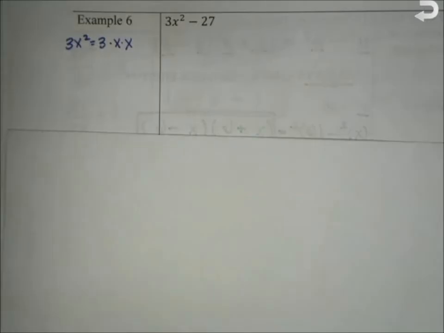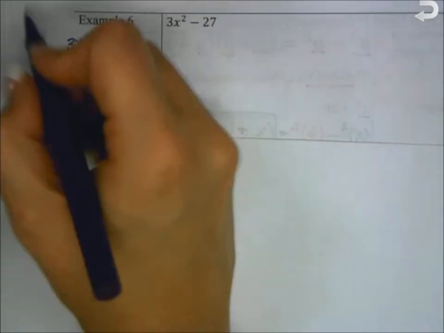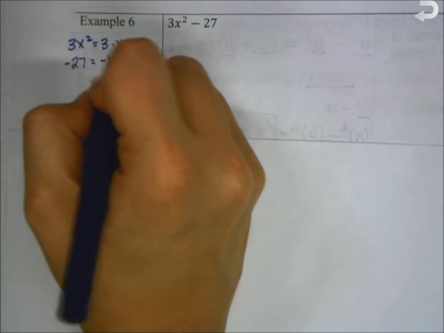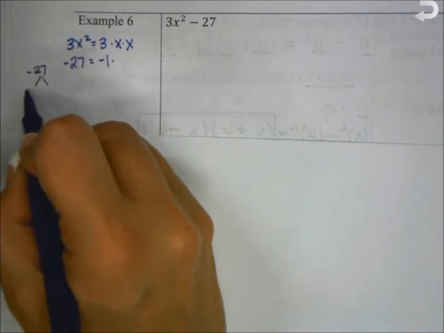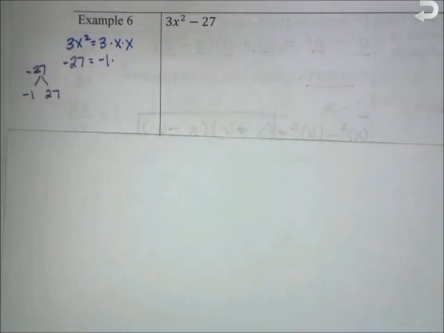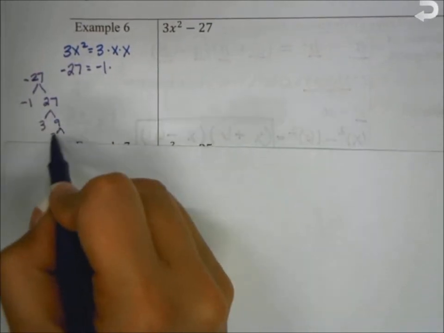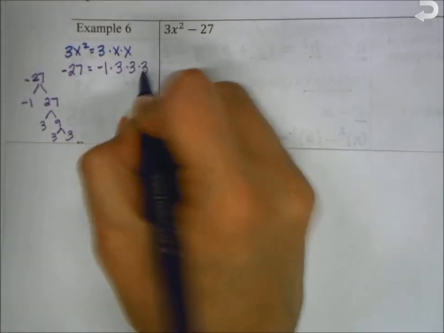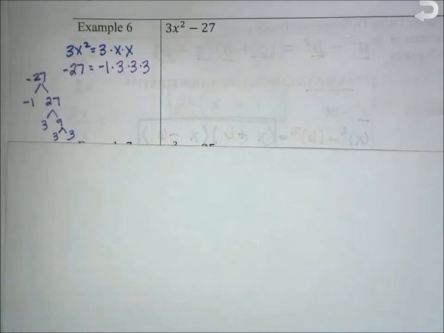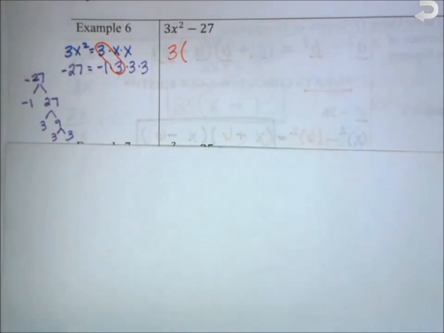And how does 27 break down? 3 and 9. And 9 breaks down to 3 and 3. So what would I get? 3 times 3 times 3. And that's it, right? What do they have in common? Just the 3. So let's factor out the 3. So we would get 3 times what? 3 times x squared. What's left? Negative 9. Negative 1 times 3 times 3. That gives me negative 9.